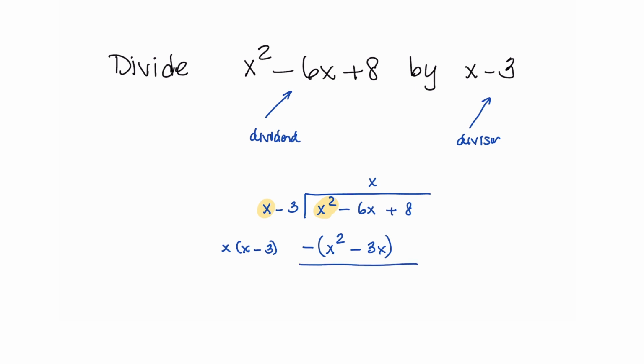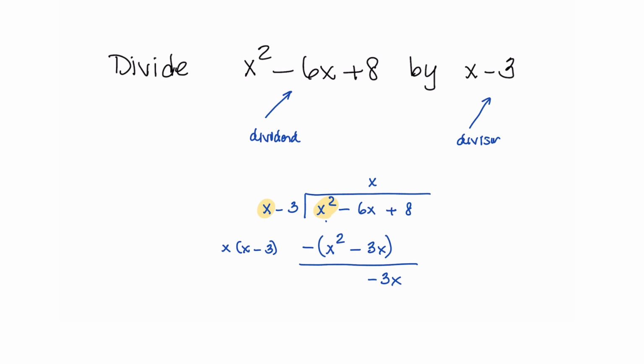So x squared minus x squared, those terms drop out. In fact, that first term should always drop out. We're always putting something in the quotient so that the first term drops out when we multiply it back. So then we have minus 6x minus negative 3x. So that's negative 6 plus 3, which is negative 3x.